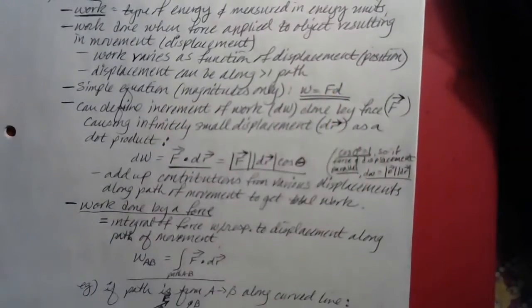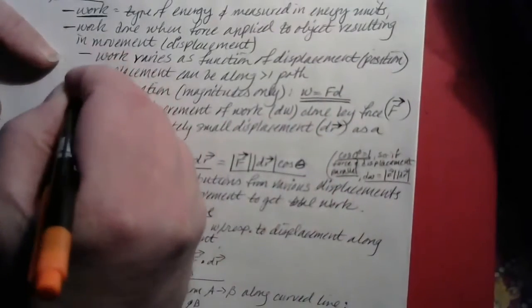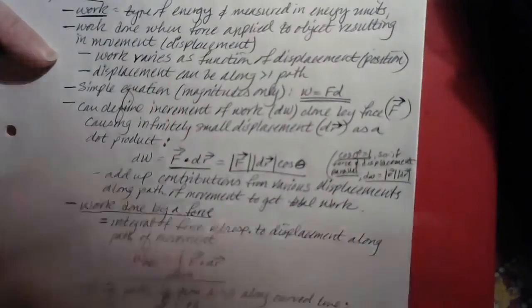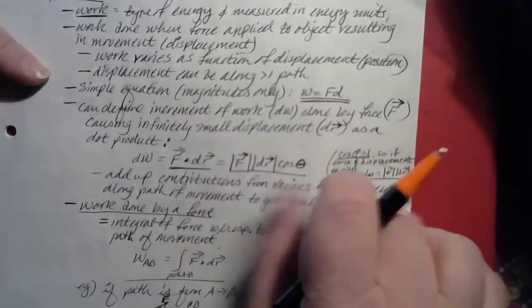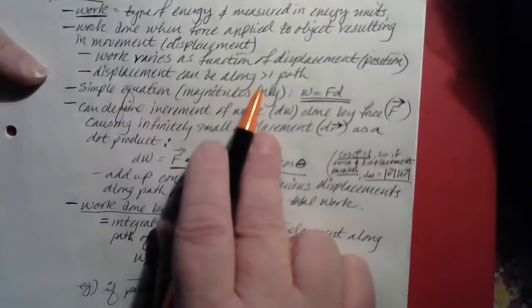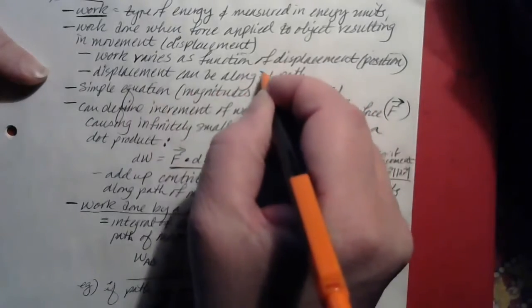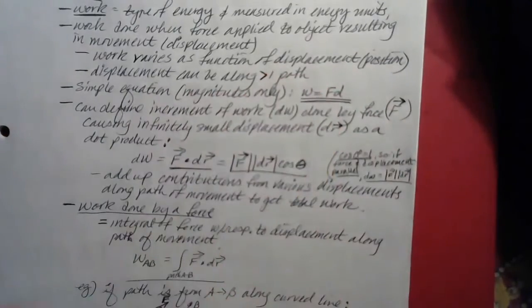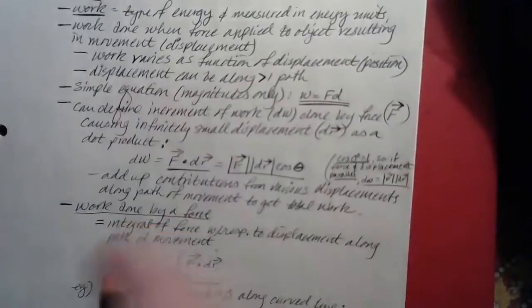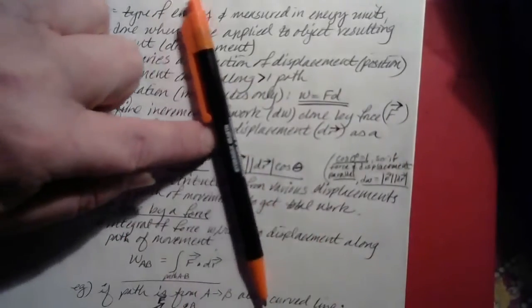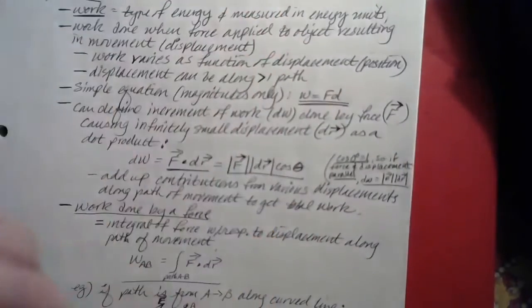Work varies as a function of displacement. So the farther the object moves, the more work has been done. It also varies with the amount of force that's being applied to the object. Displacement can be along more than one path. In the simplest cases, we'll be treating displacement along one direction. For instance, I push on this pen and it moves in one direction. But the force could have caused displacement in more than one direction, X, Y, and maybe even Z as well.